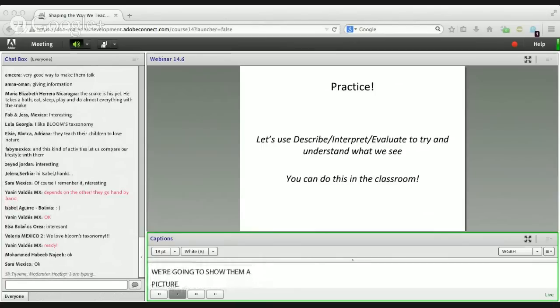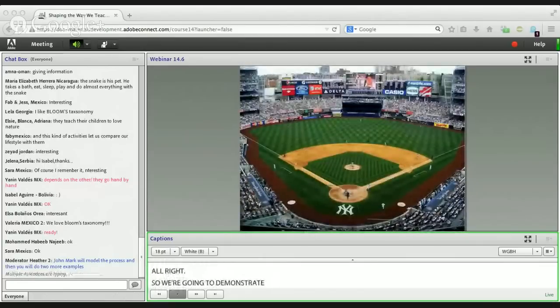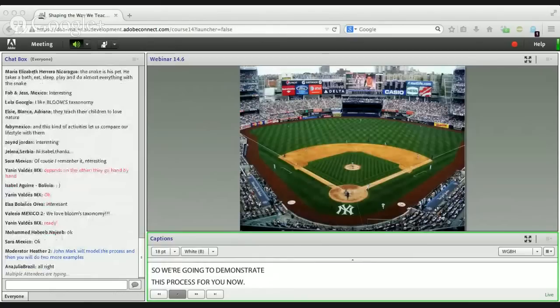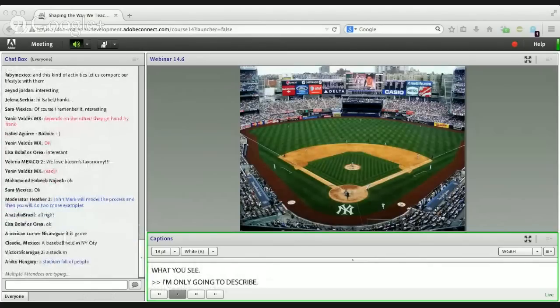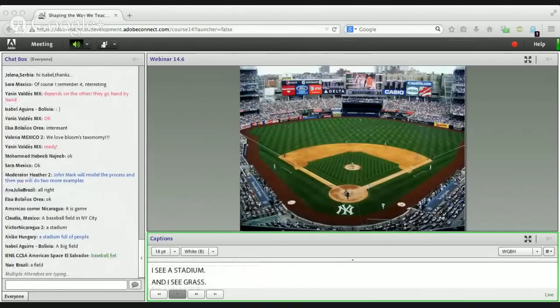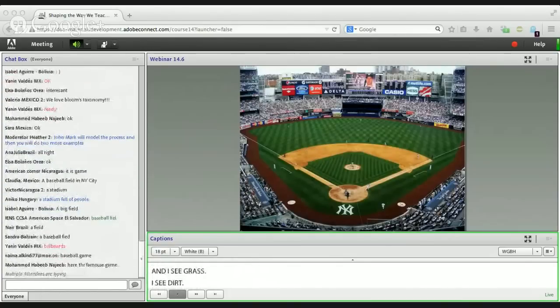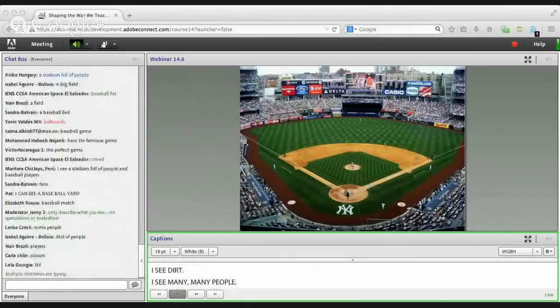Yes. All right, so we're going to demonstrate this process for you now. All right, John Mark, what do you see? Remember, only describe exactly what you see. Okay, what am I going to describe? I see a stadium, and I see grass. I see dirt. I see many, many people. I see people in the stands, and I see people on the field.